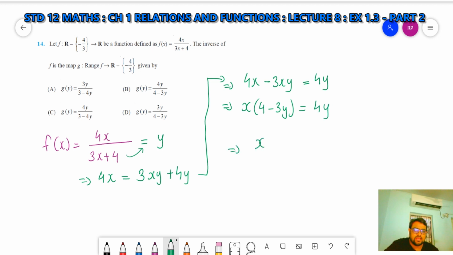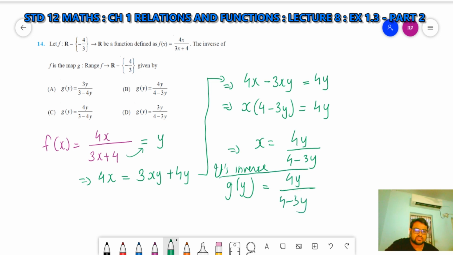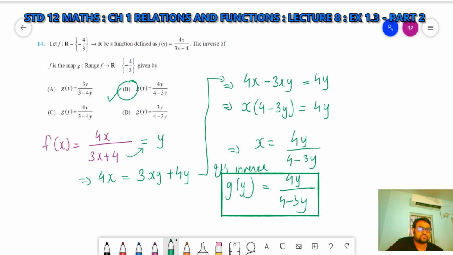So what does that imply? x is equal to 4y upon 4 minus 3y. That means the inverse, g of y, will be equal to 4y upon 4 minus 3y. Clear? So it's 4y upon 4 minus 3y. Option B is the correct one. Yeah, this was about question number 14. Just note it down.